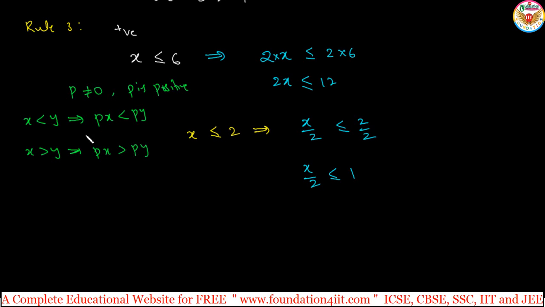If you multiply or divide any positive number the same way on both sides, and similarly from this we can take divisions also, like x by p is less than y by p for this first one, and x by p is greater than y by p for the other. So it does not change. That means on multiplying or dividing both sides by the same positive term, the inequality does not change. Okay, this is the important rule.